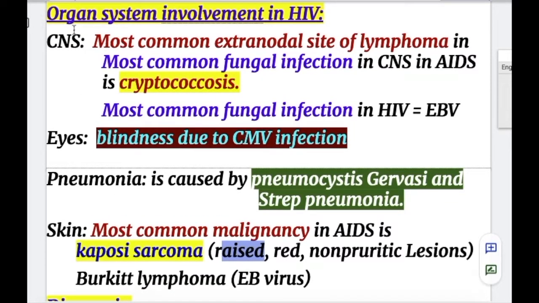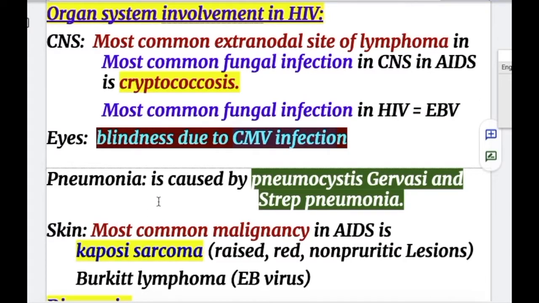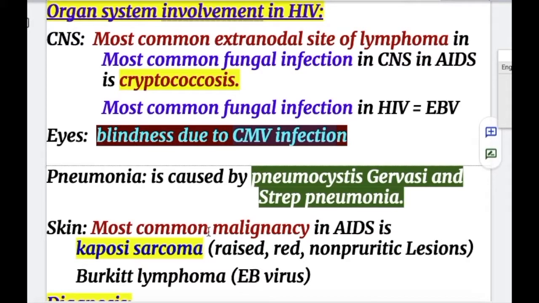Amongst the organ system involvement, in the CNS, lymphoma is the most common extranodal malignancy, and the most common fungal infection in AIDS in CNS is cryptococcosis. Blindness is also due to CMV infection, pneumonia due to Pneumocystis jirovecii and Streptococcus pneumoniae. And in the skin, the most common malignancy in AIDS is Kaposi sarcoma, and Burkitt lymphoma is also caused by the EB virus.